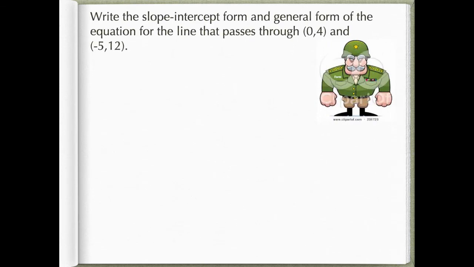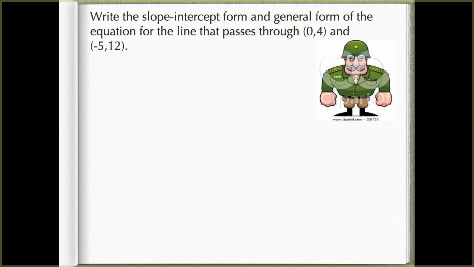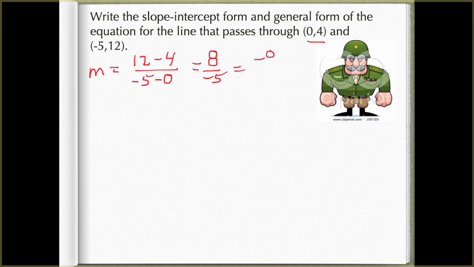Moving along, it says write the slope-intercept form and general form of the equation for the line that passes through the points 0, 4 and negative 5, 12. Well, this one is sort of nice for slope-intercept form because we're given a point 0, 4, and that means the y-intercept is 4. We do, however, need to find the slope. So our m is y minus y, so 12 minus 4, over negative 5 minus 0. And we get 8 over negative 5, which is negative 8/5.